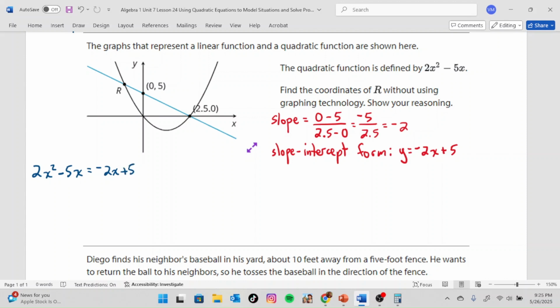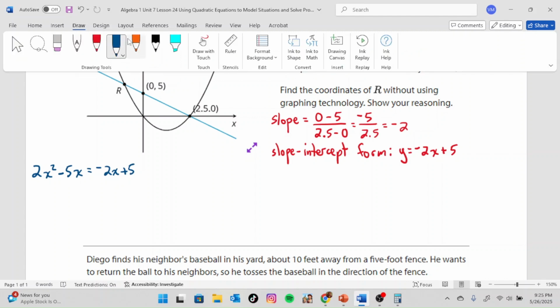Now what's going to happen is that we're going to find 2 answers for x. One of those answers is going to be 2.5, where they intersected over on this right side. The other answer is going to be where they intersect at r. Once we find that x value, we can substitute that x value into either of the expressions and solve for y.